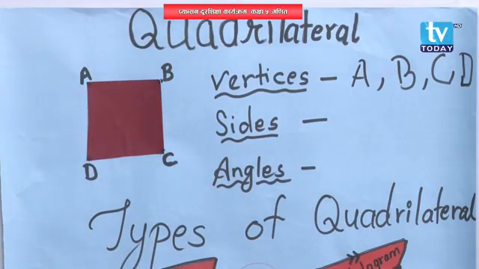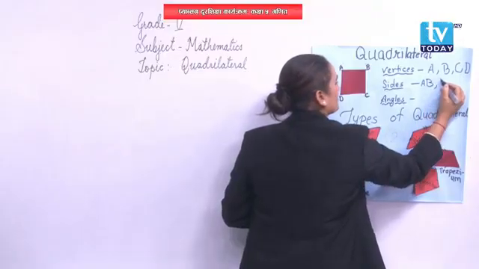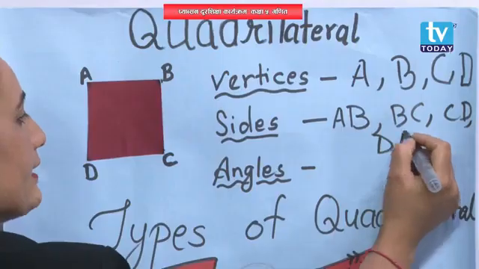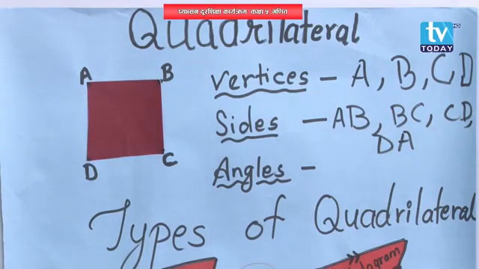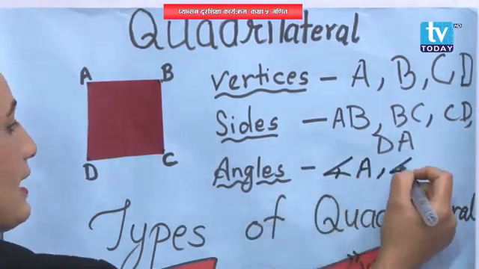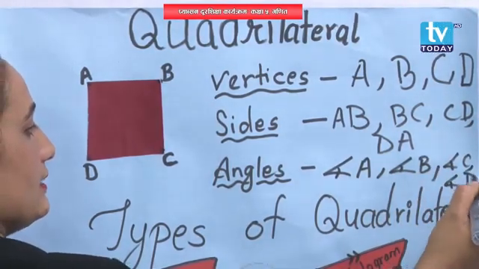Okay, now for the sides you can write AB, BC, CD, and DA. Okay, same process, right, while writing the sides also. Now same like that, you are going to write about the angles. So for angles, you can write here angle A, angle B, angle C, angle D.